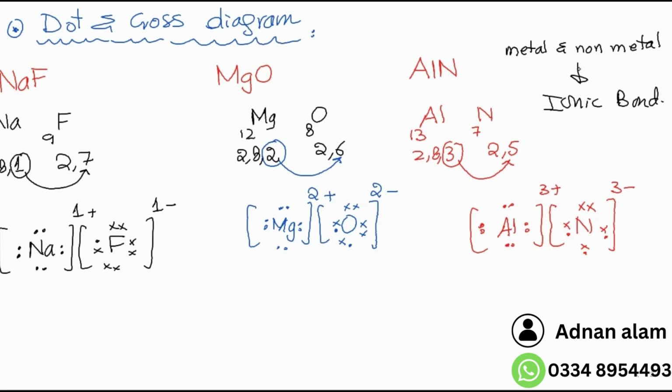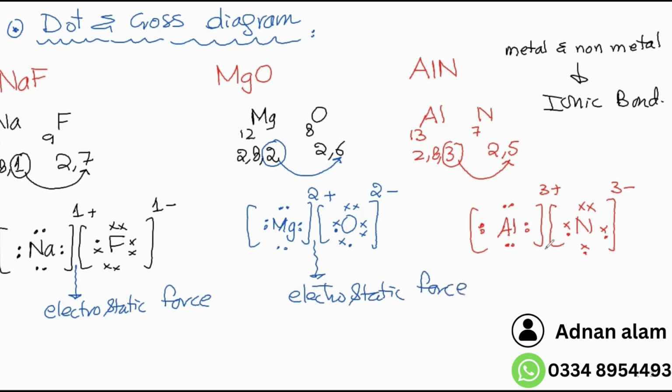Now the attractive force between this positive and this negative ion is the electrostatic force. This attractive force is known as electrostatic force, and this electrostatic force is actually the ionic bond. Here, electrostatic force is present, which is actually the ionic bond.